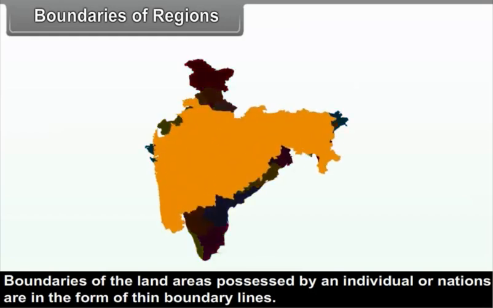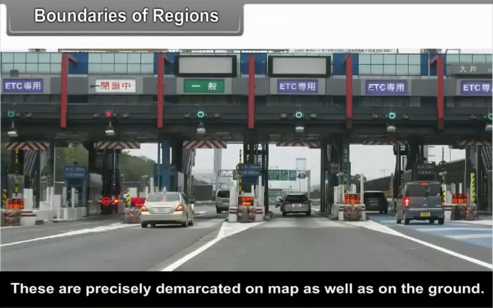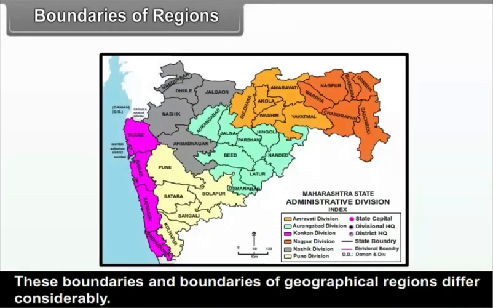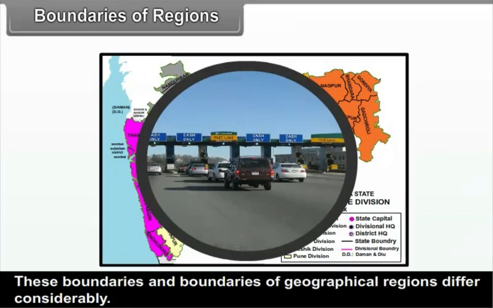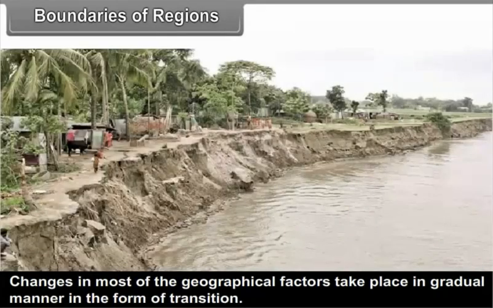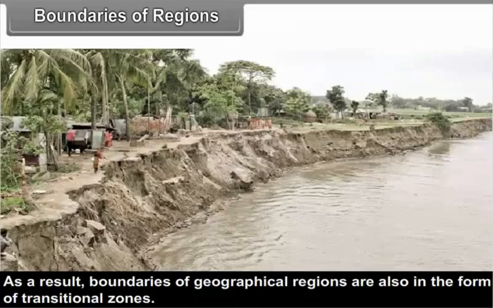Boundaries of regions. Boundaries of the land areas possessed by an individual or nations are in the form of thin boundary lines. These are precisely demarcated on the map as well as on the ground. These boundaries and the boundaries of geographical regions differ considerably. Changes in most of the geographical factors take place in a gradual manner in the form of transition. As a result, boundaries of geographical regions are also in the form of transitional zones.